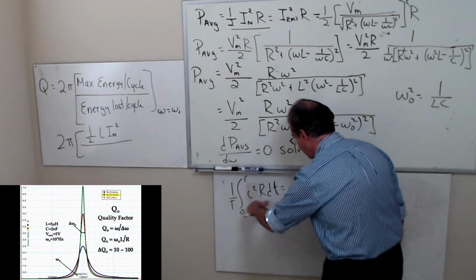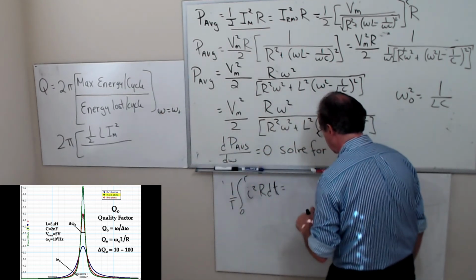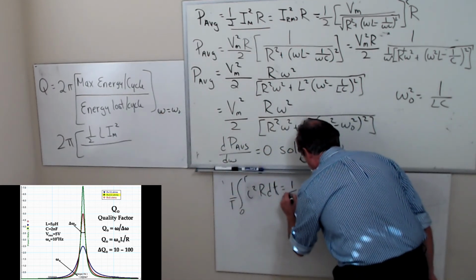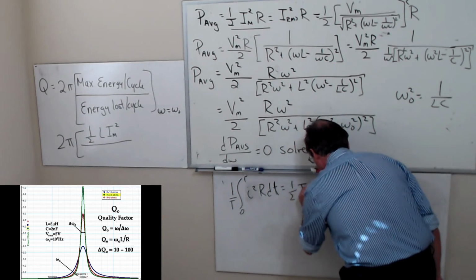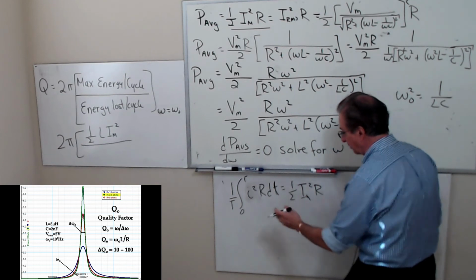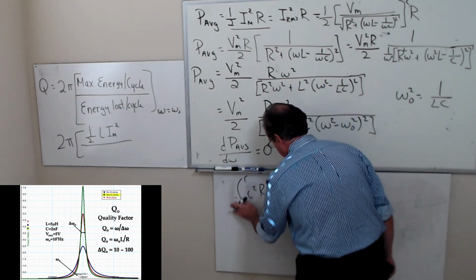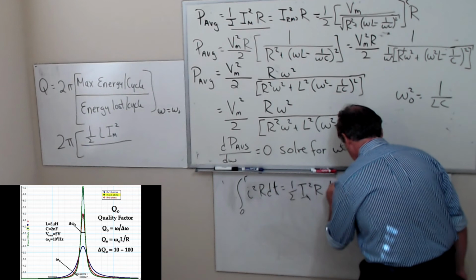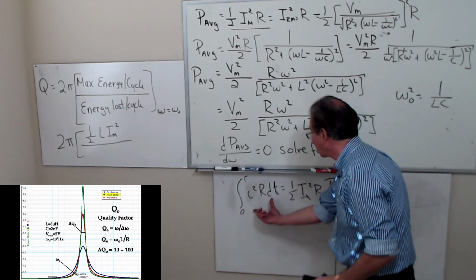But this is the average energy. I just want the energy loss per cycle. I know that this integral is 1/2 I sub m squared times r. If I multiply both sides by the period, then this is the energy loss per cycle.